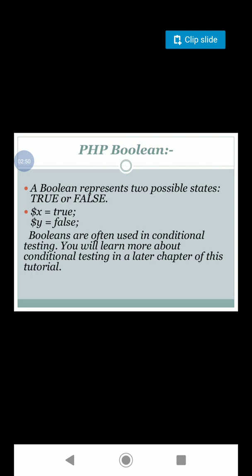What is a boolean? PHP boolean takes up two values, true or false, and this particular boolean data type is useful when we are working with conditional testing or when we are testing a condition in loops. So depending upon the truth value of the condition, whether it is true or false, certain actions are going to be performed.